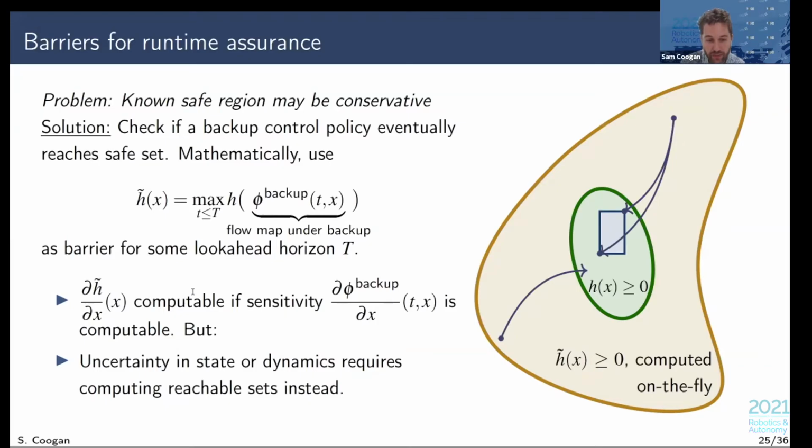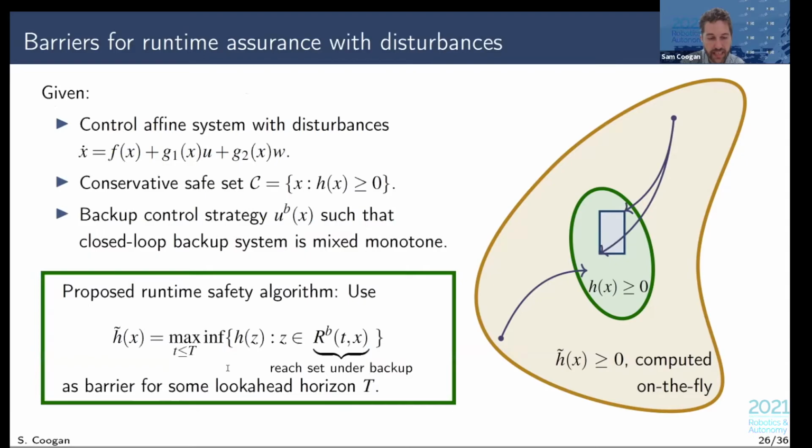And we can use it as a barrier function, because if you recall the barrier function formulation, we need to compute the partial derivative of this function with respect to x. So we can use it by the chain rule so long as we can compute the sensitivity matrix of the backup trajectory to x. And again, the difficulty comes if we want to include uncertainty. So we have to make a slight modification to include uncertainty.